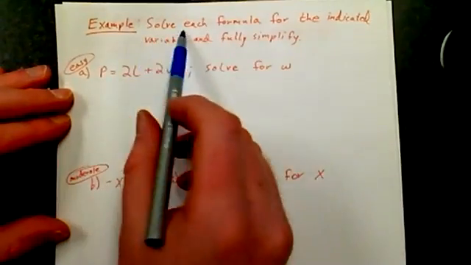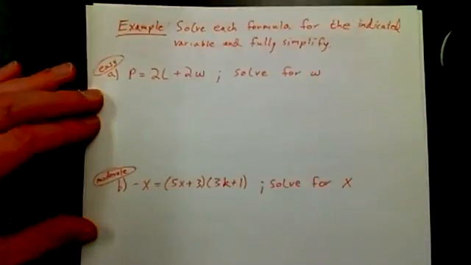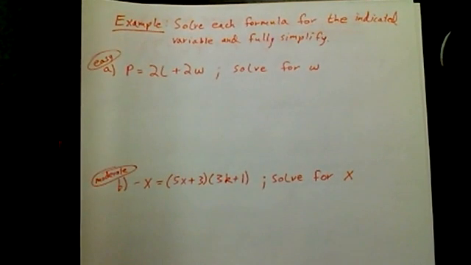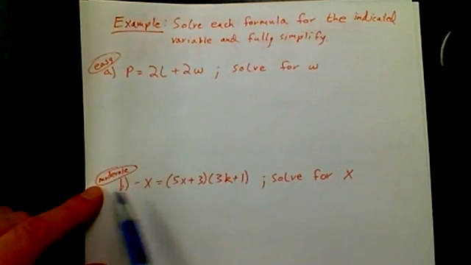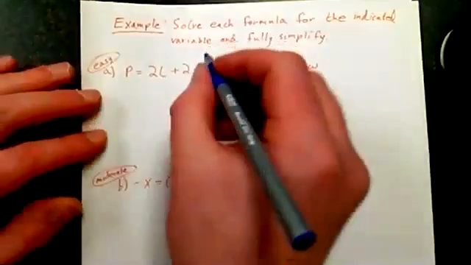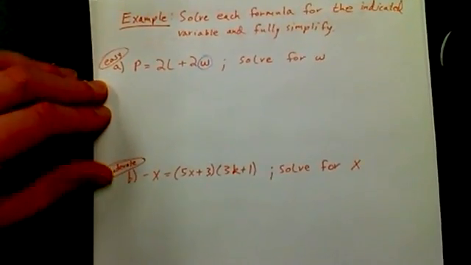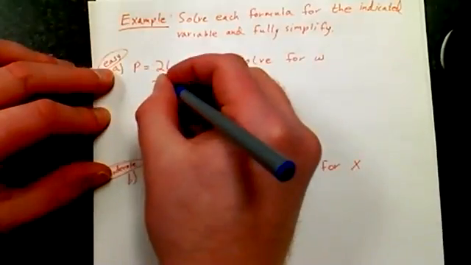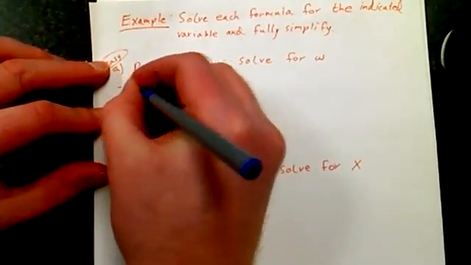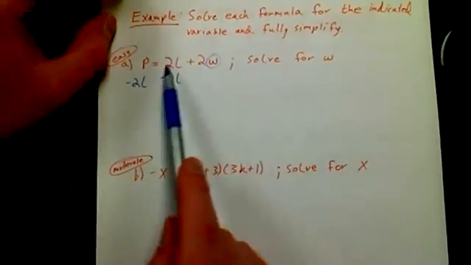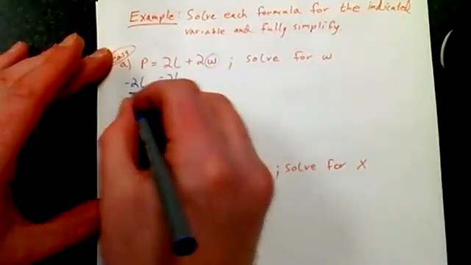So for example, solve each formula for the indicated variable and fully simplify. This first one I marked as easy, and this would be a good example of an easy question on the first test, okay? The one below is more of a moderate, typical sort of question, okay? So I'm looking for W, so I'm still going to follow the same rules. I've got to get rid of 2L. Well, I think it makes sense to subtract 2L from both sides. By the way, this is the equation for the perimeter of a rectangle, in case you were wondering.